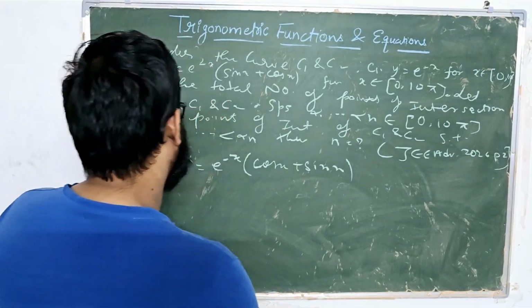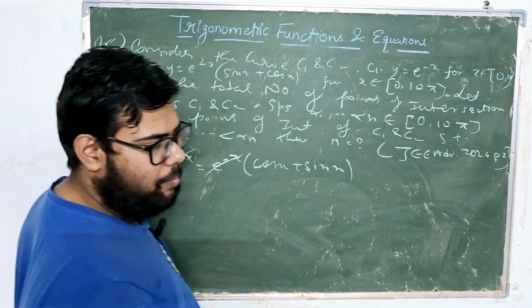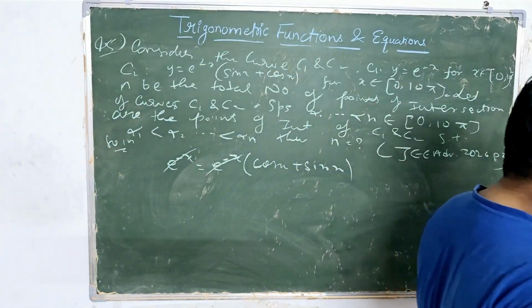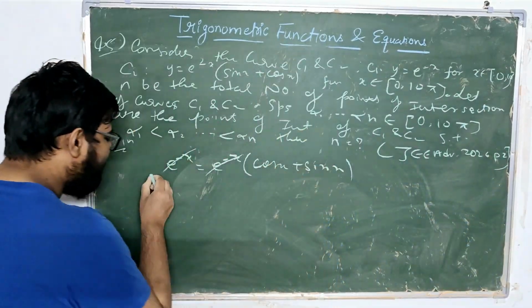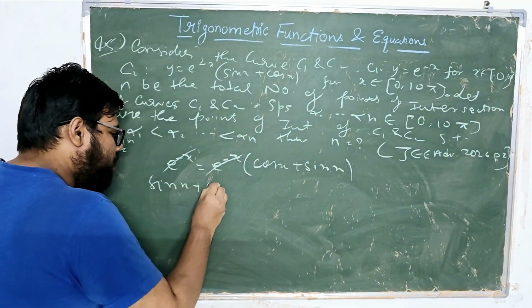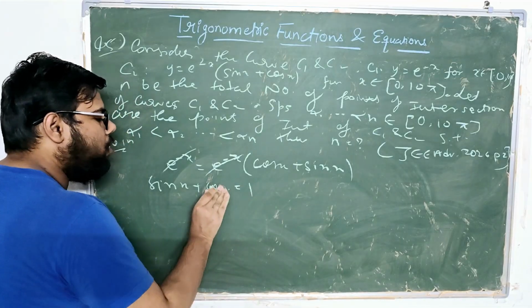That's it. Of course this is always positive, so there is no need to keep this expression. So basically the question is sin x plus cos x is equal to 1. Tell the roots of this.